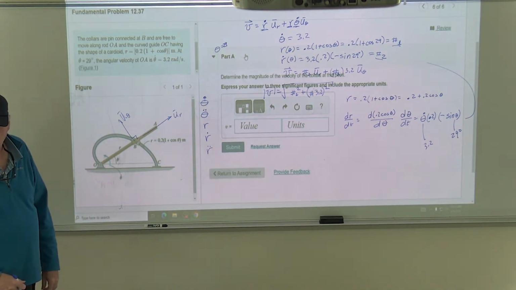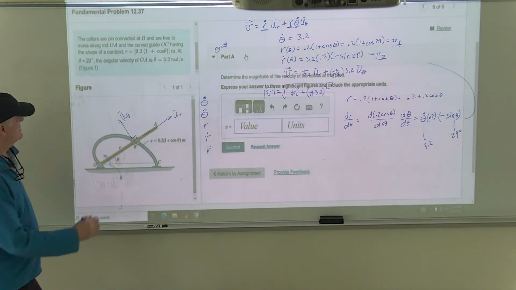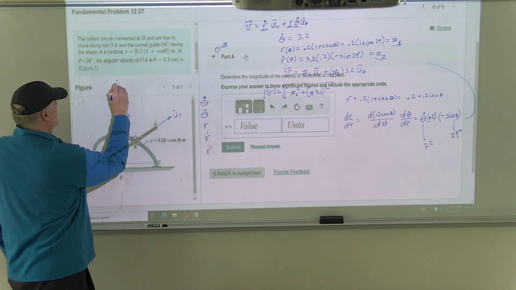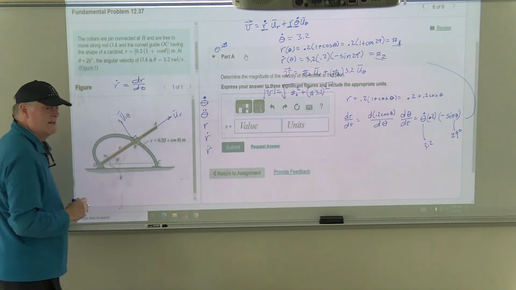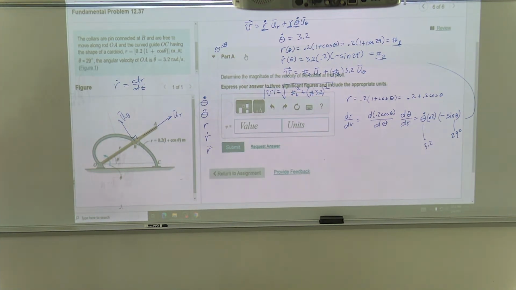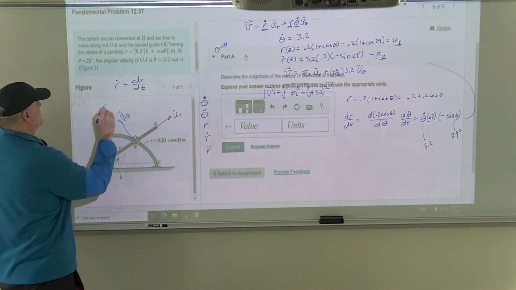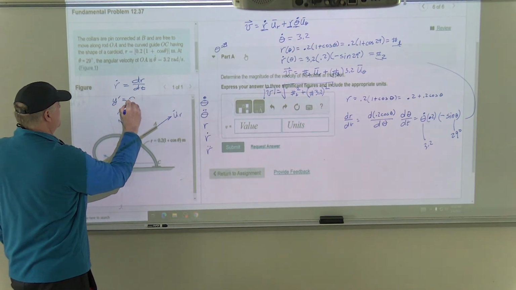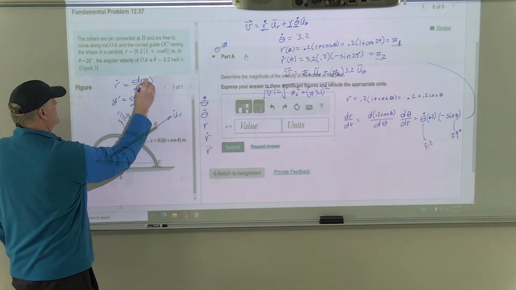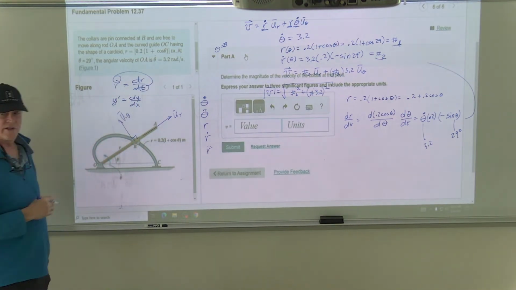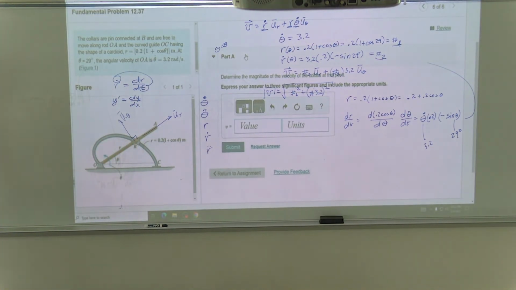Dr. Bailey, what do the dots represent? The dots are just, R dot is nothing more than dr dt. That's all that is. It's kind of like y prime is equal to dy dx. It's just when there's a time down there, they put a dot on the top. And that's pretty much it.